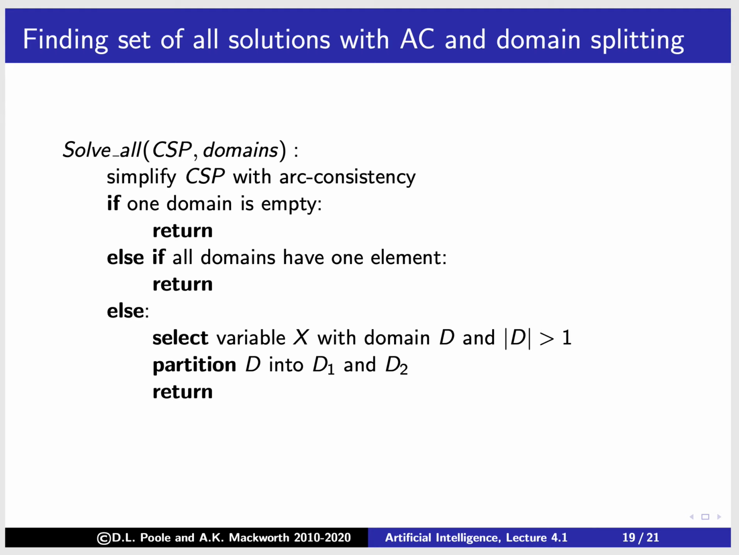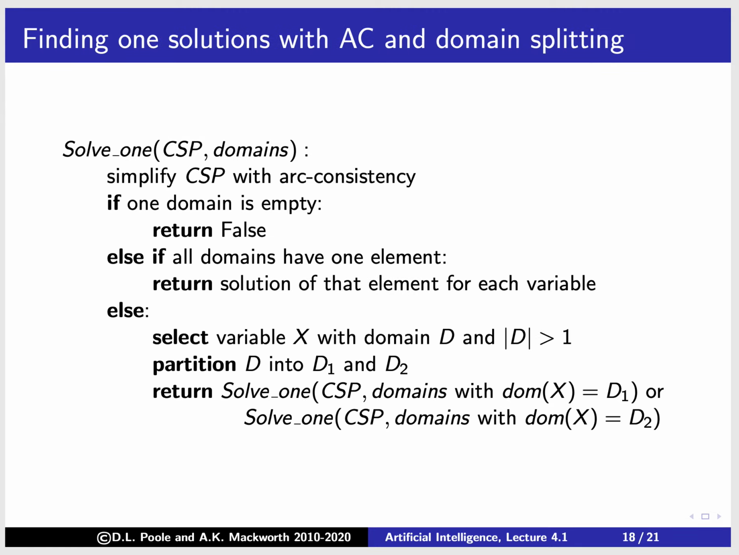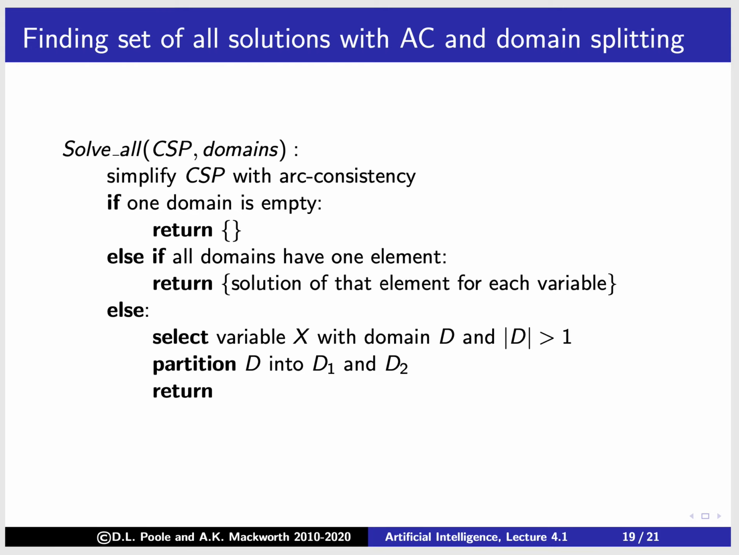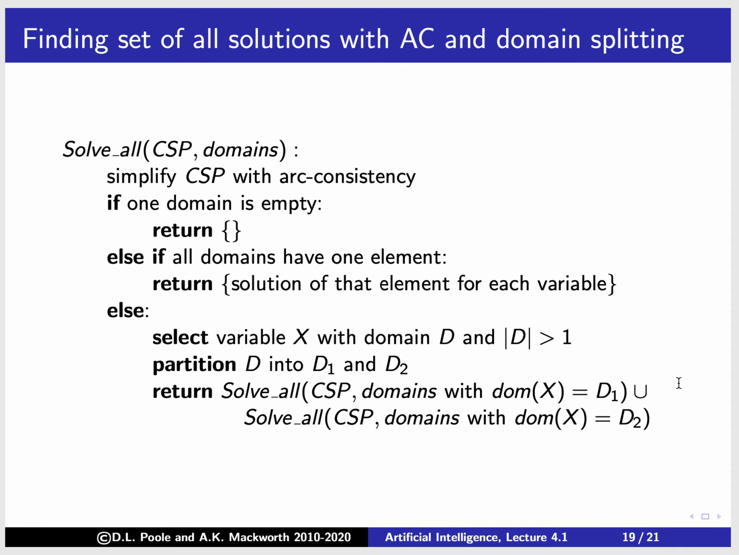To find all solutions, it's almost the same algorithm. Here's solve one, and we're just going to replace parts of it. If one domain is empty, the set of all solutions is the empty set. If all domains have one element, we return the set that contains the solution with that element for each variable. Otherwise, we solve two problems, but now, instead of returning just one answer, we take the union of them. This returns the set of all solutions with the domain of X as D1, and this returns those with the domain of X as D2, and we take the union of those two.